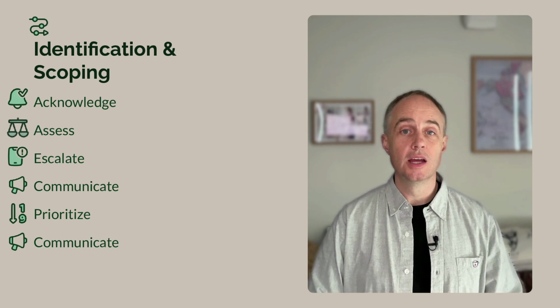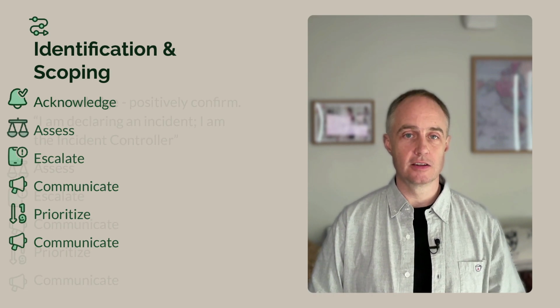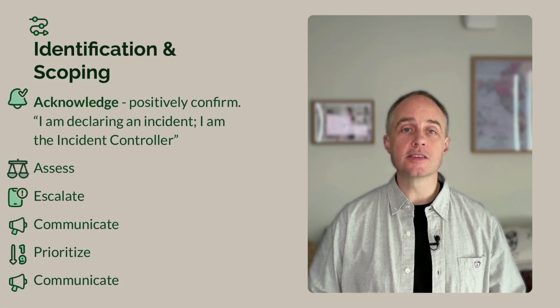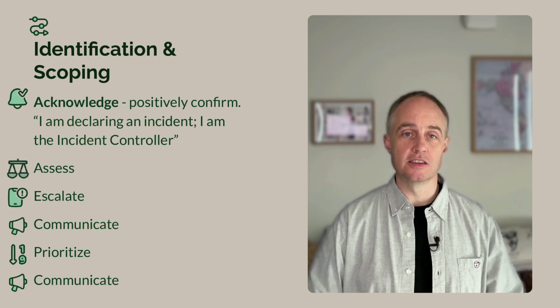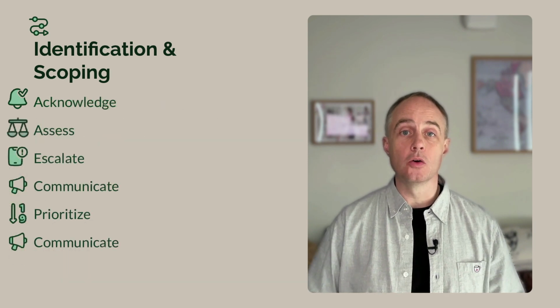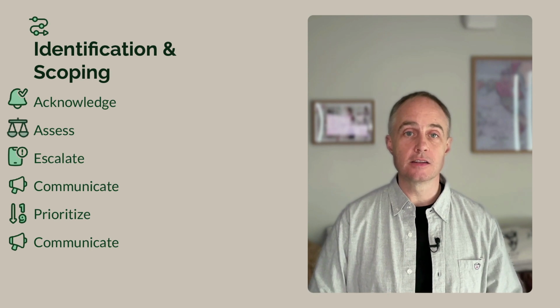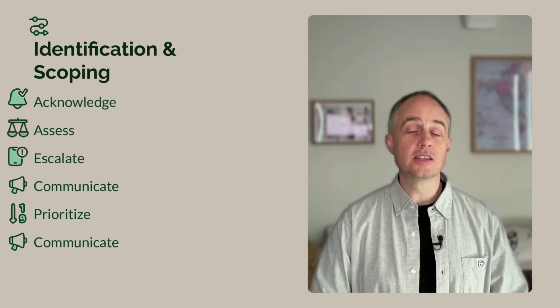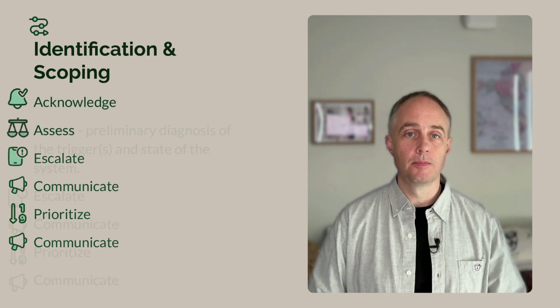Identification and scoping happens within the first few minutes of an incident. First, we want to acknowledge the incident is happening. This is called positive confirmation. I am the incident controller. It lets your team know that someone is responding to the incident, and it stops anyone from wondering whether it's being handled or not. It's the beginning of the incident response process.